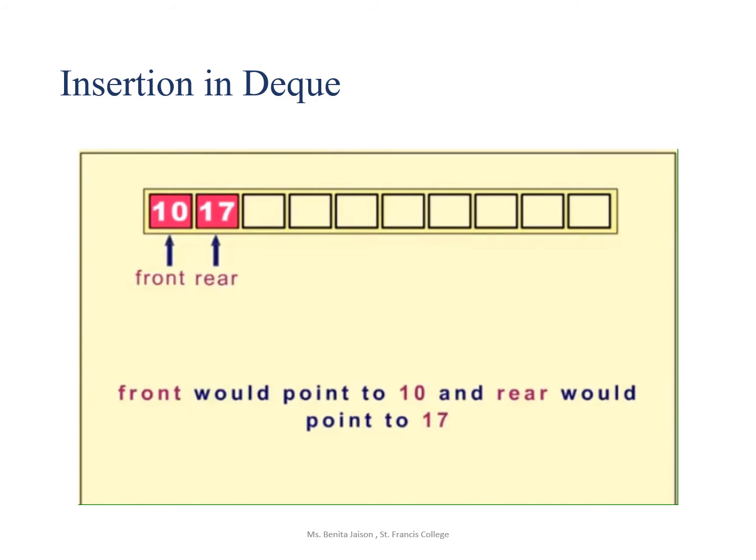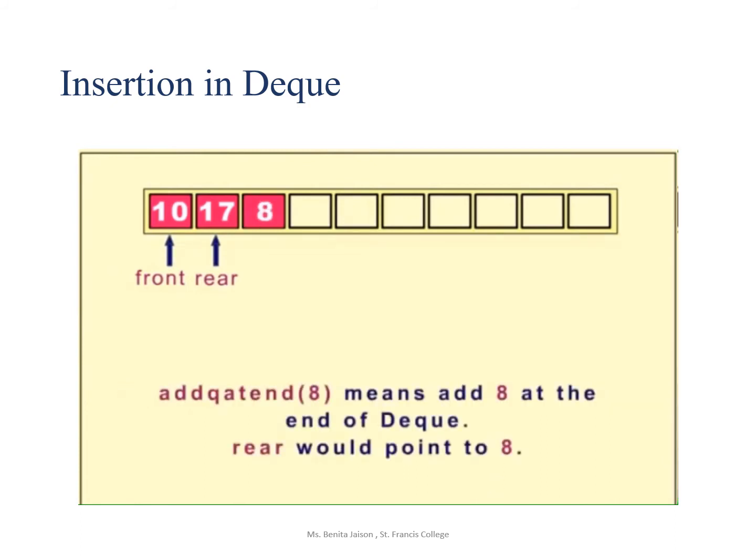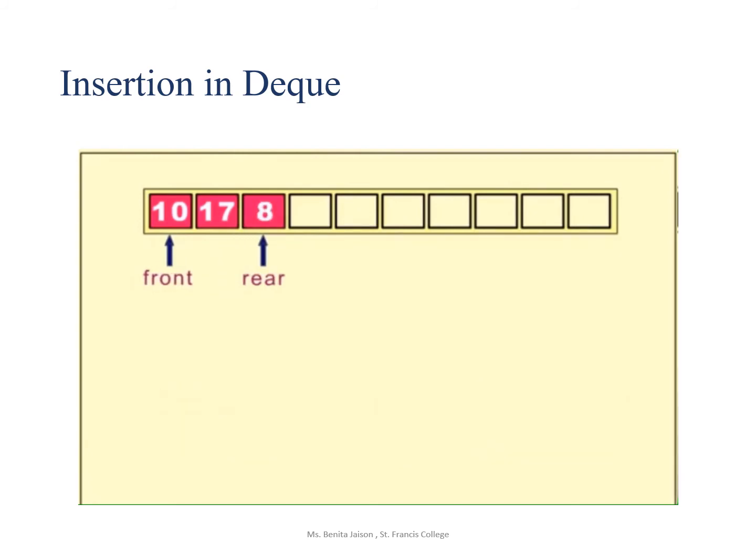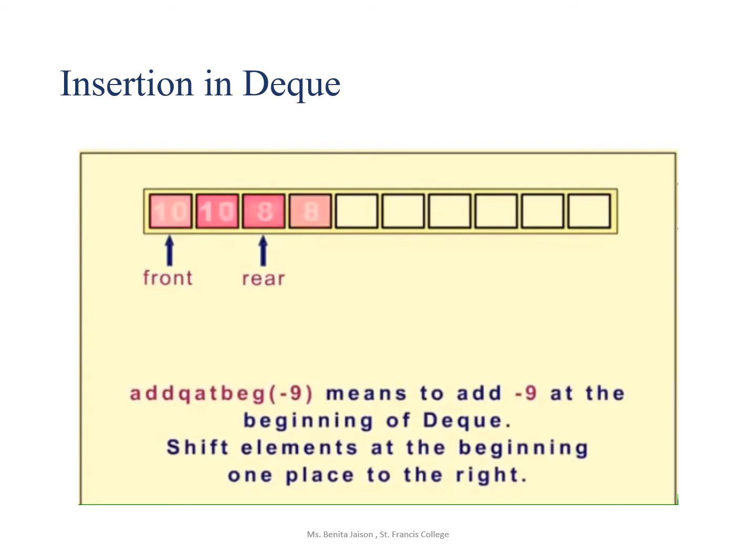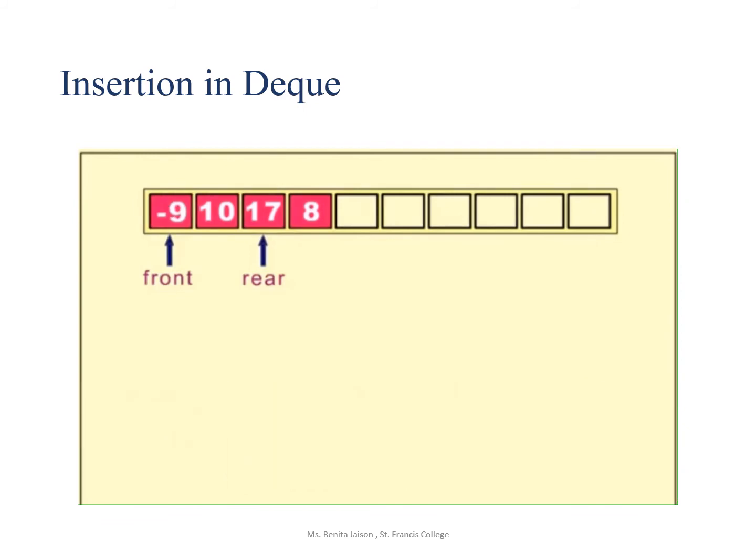Now, if you try to insert an element at the end, then increment the rear pointer alone. If you try to insert an element at the front end or at the beginning, then shift all the elements by one place and then insert the element at the beginning and then the rear pointer is incremented.